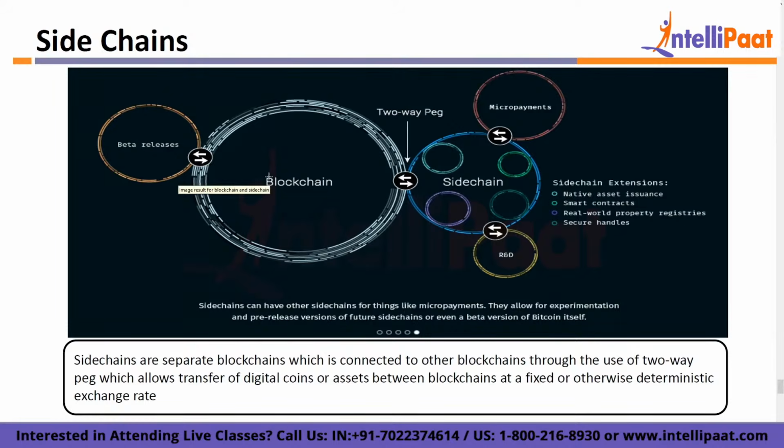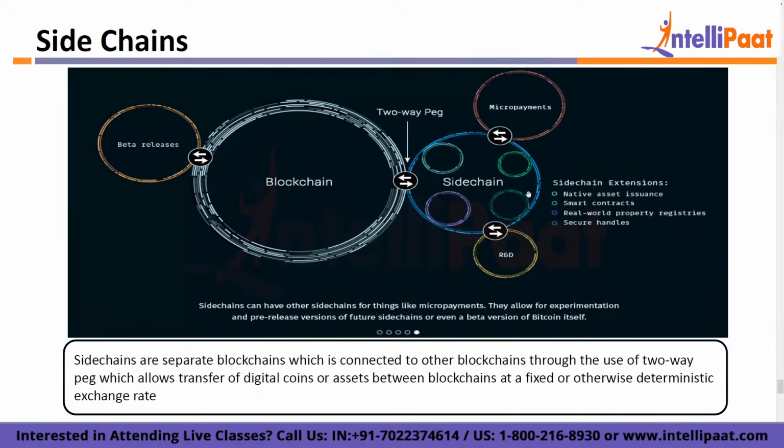These sidechains serve various purposes. For example, one sidechain can be used for beta releases before making it part of the main branch of the existing blockchain. Beta releases can be used to test a release before making it part of the main release of the blockchain. Similarly, there could even be sidechains of sidechains, serving different purposes. They can even be used as microservices like micropayments. They can be used for R&D and research purposes, and for serving various other needs that an organization has.